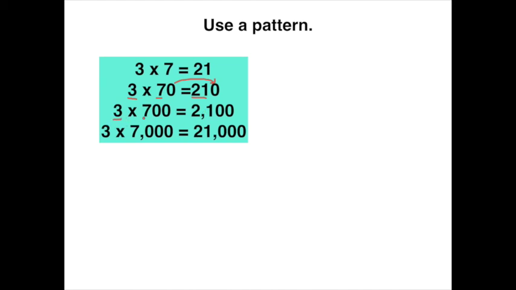3 times 7 is 21. How many zeros you got? 2. Bring those guys over. Right there. Look, 3 times 7, that's 21, right? How many zeros you got? You got 3 of them. Bring those guys over here. And now you got 21,000. Okay?